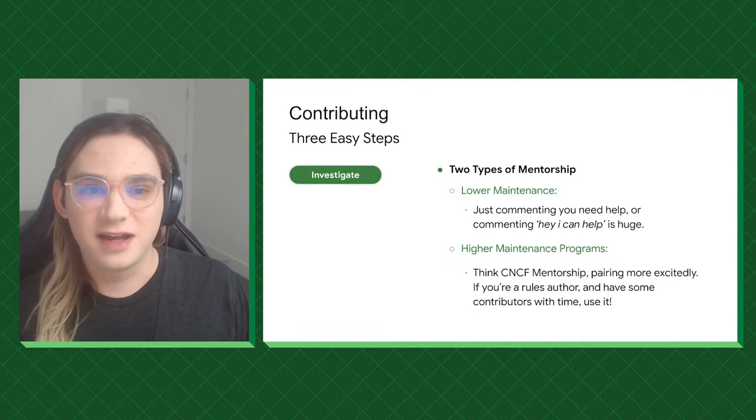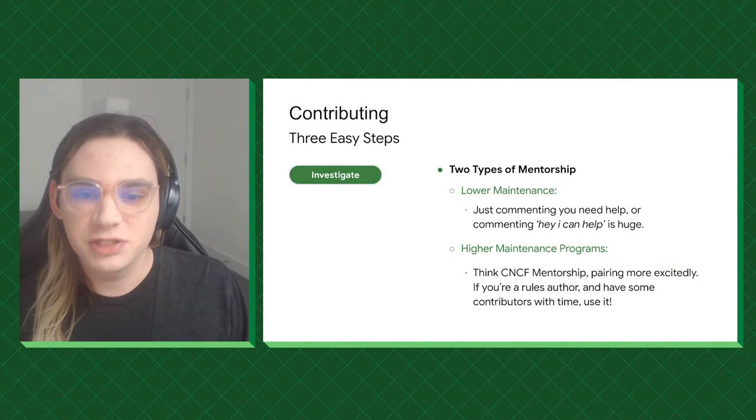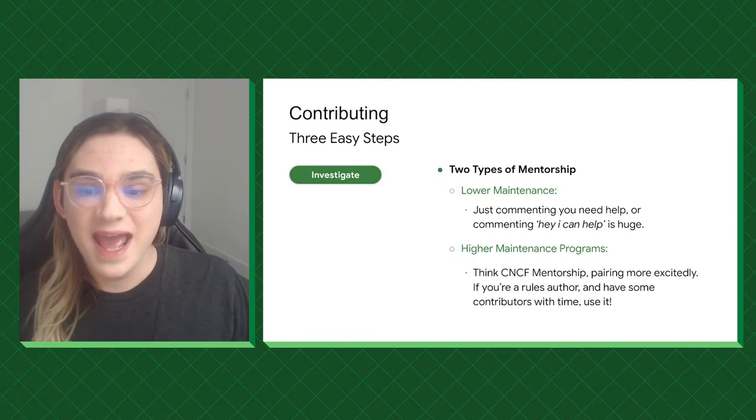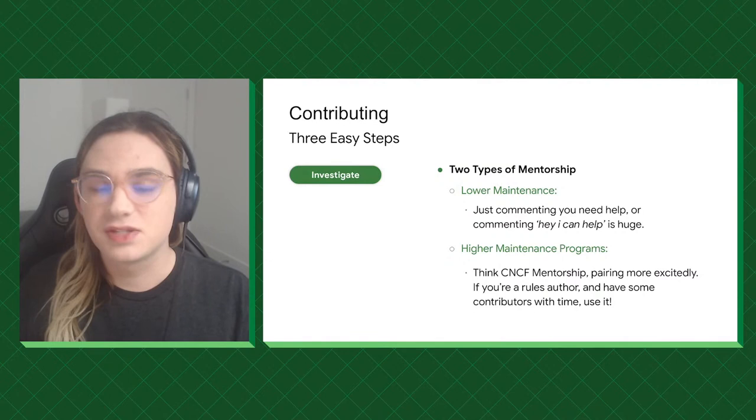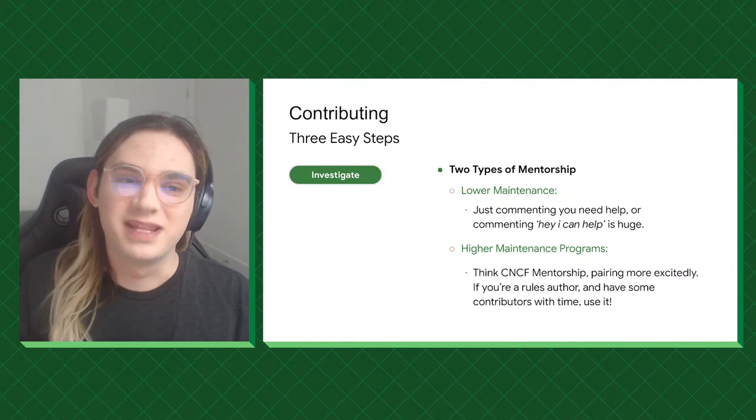The next thing I would recommend looking for, if you can't find an issue this way, is to actually look at mentorships. So sometimes this is just a lower maintenance thing where someone has commented on the issue, like, hey, I can help. This is a huge thing that you can do if you're a frequent contributor to a project. Even if you don't have time to take on an issue, just letting people know that you can be there to answer any questions they have can be a huge relief to someone who's looking for their first issue. Right? This is a very, very helpful thing to do, and being that helpful source to them is very helpful.